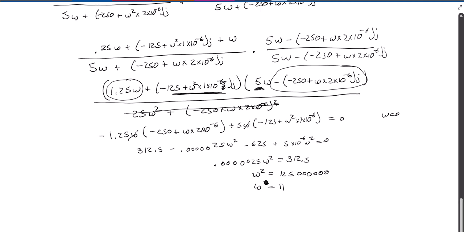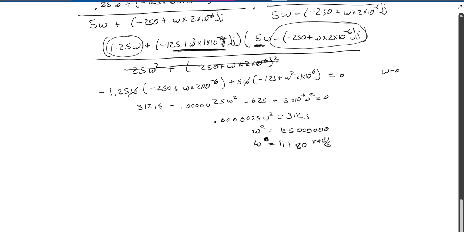I get omega equals 11,180 radians per second, which amazingly is what I got the other time, even though I made a mistake with it, a big mistake, and somehow the mistakes all canceled out and I still got the right answer.